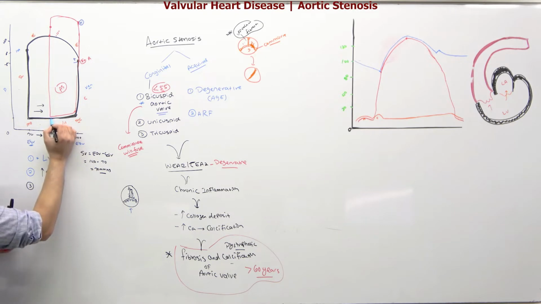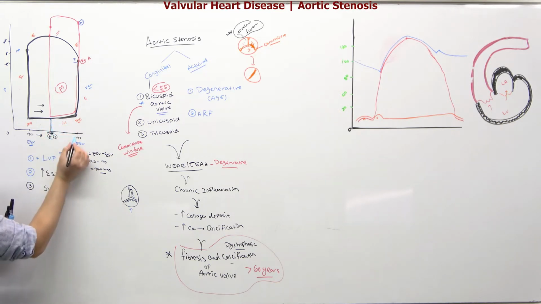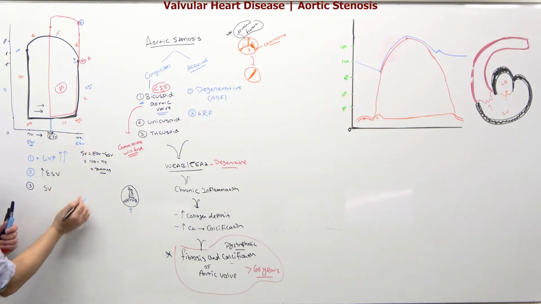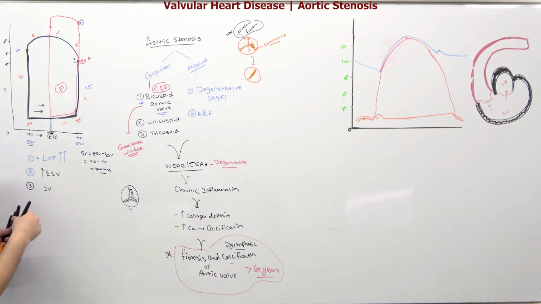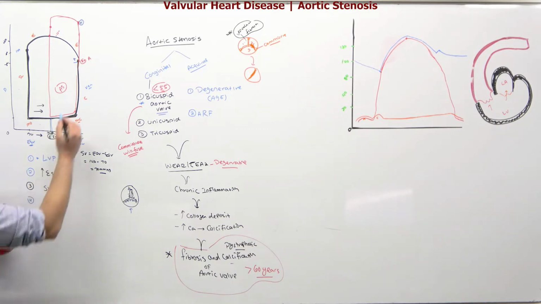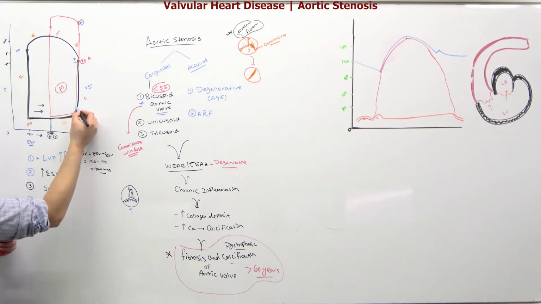But now look, the end systolic volume is 100 and this is 140 end diastolic. So when you do 140 minus 100, what do you get? You get 40, right? So that means there's also a decrease in what, stroke volume, you see. Look at the stroke volume.